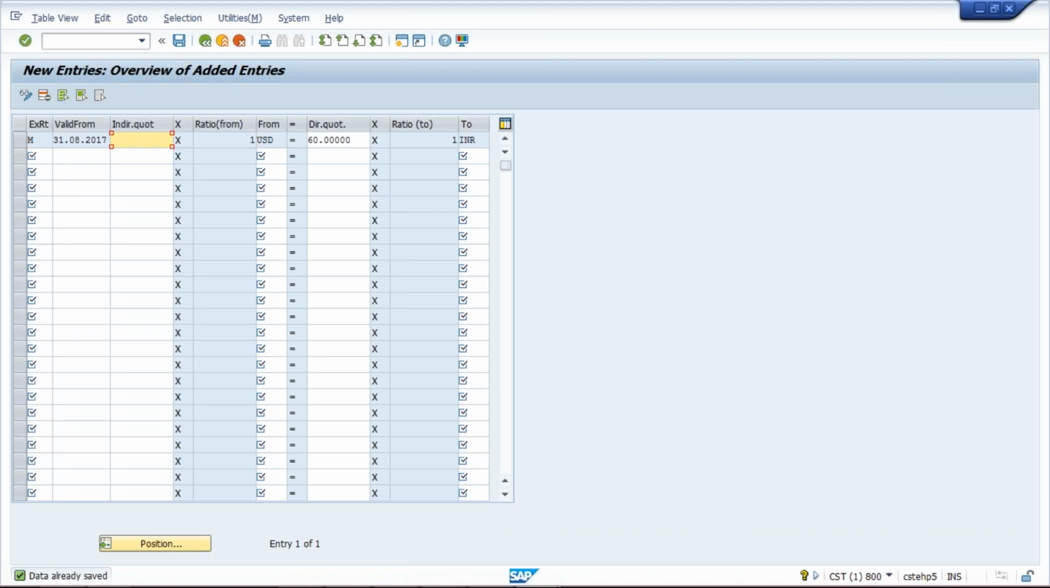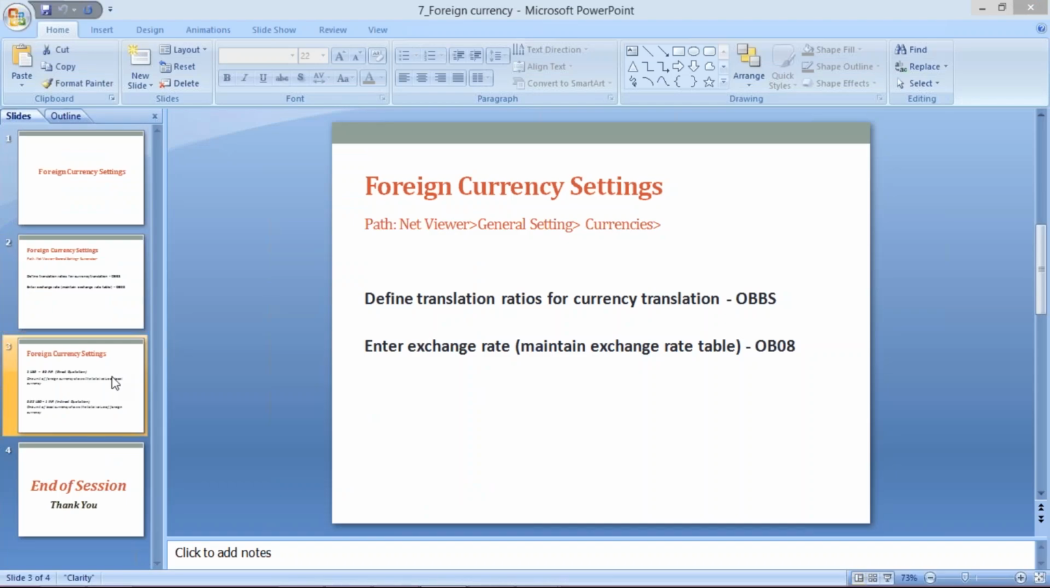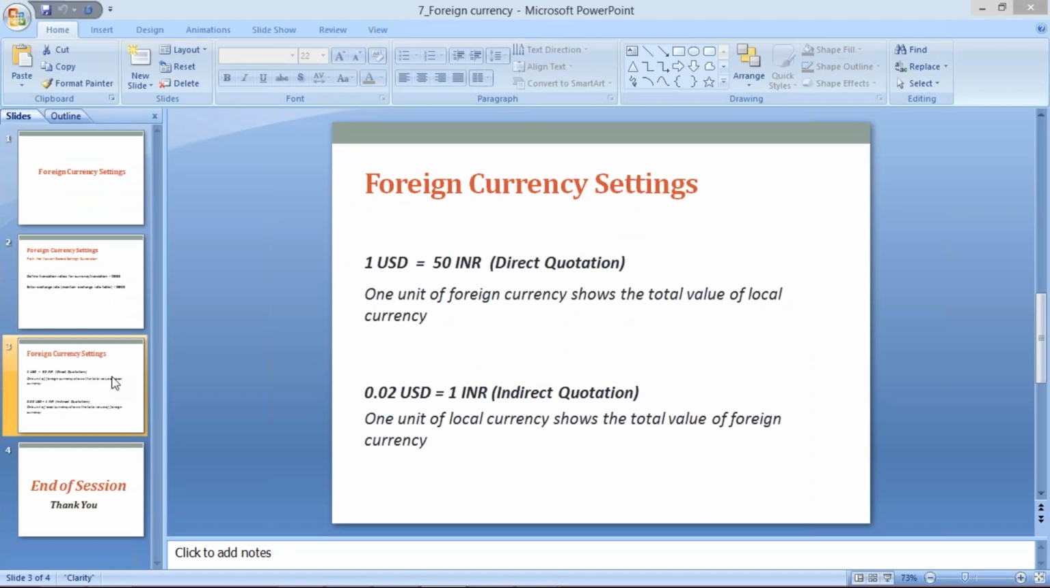So now I'm going to explain the difference between direct quotation and indirect quotation. What is this? So this is the major setting, guys, which you need to understand. So here I'll come here. What is called direct quotation? Direct quotation means, let's suppose the price 1 US currency equals to 50 Indian currency. So this is called direct quotation.